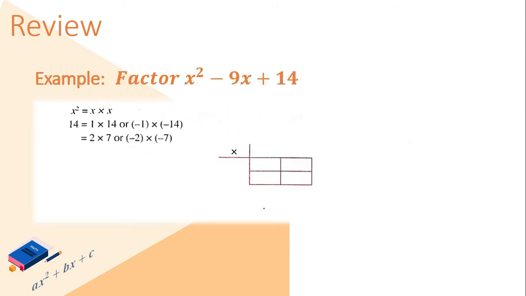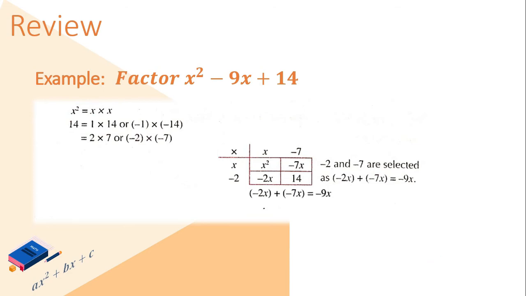So let's take another example. Factor x squared minus 9x plus 14. So the first thing that we have to do is to factor out x squared, and that is x times x. And then we also have 14, which is equals to 1 times 14 or negative 1 times negative 14. Now, in the choice of our factoring, we have to consider the factors that will give us the middle term, which is negative 2 and negative 7. Since they are having the same sign, we are going to add negative 2 with negative 7, and that will give us negative 9. So, therefore, our factors are the quantity x minus 2 and the quantity x minus 7.